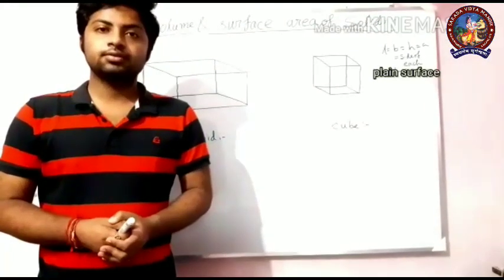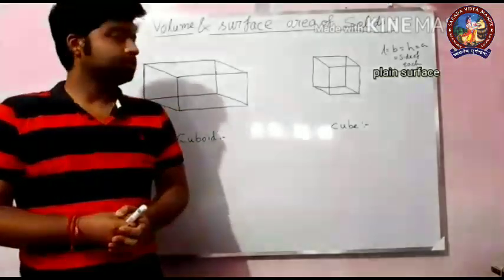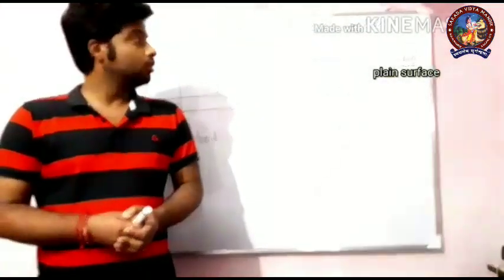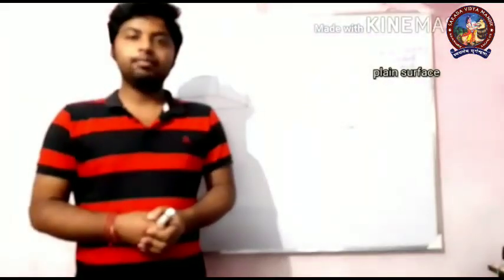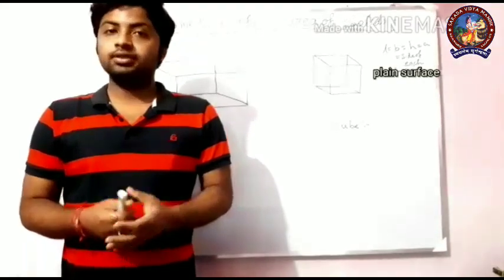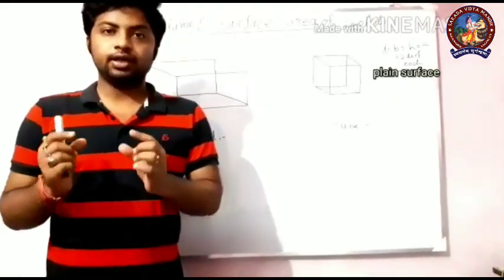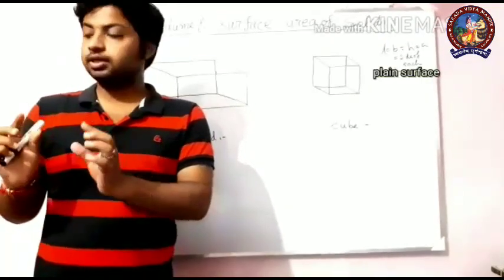Hello students, today we are going to start a new chapter, that is volume and surface area of the solids. Here solids means three-dimensional objects, okay? Three-dimensional objects means the objects having a certain height, okay?